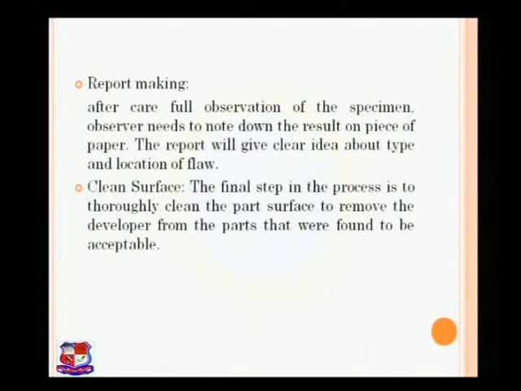In report making, we need to mention the dimensions, location, position, as well as the type of flaw. Sometimes it's a minor crack, a bleeding crack, a major or big crack, porosity, or blowholes. Then we need to mention what kind of flaw is available in the material, and what kind of observation you got from the test.